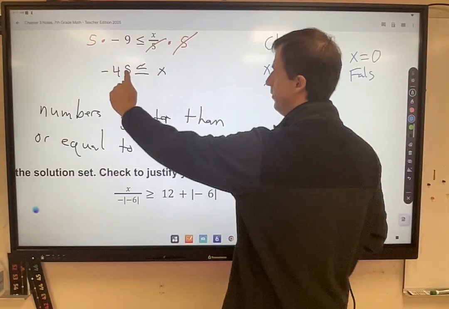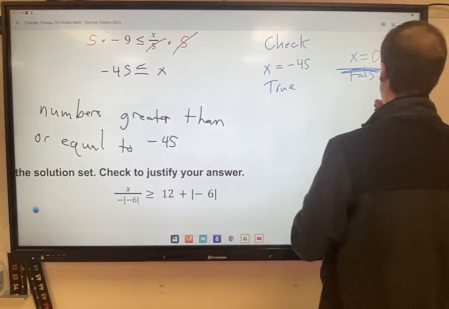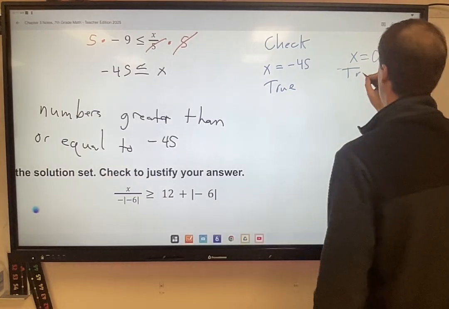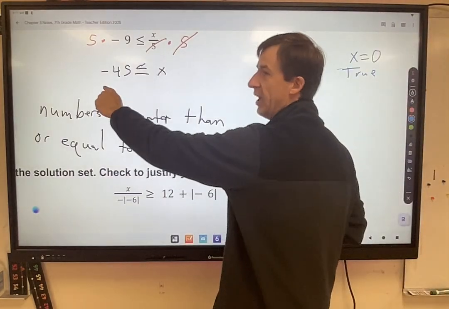0 is less, well, that's wrong. That's true. Math is hard for me sometimes. So 0 is greater than negative 45.